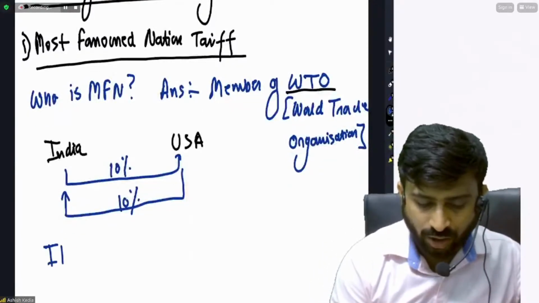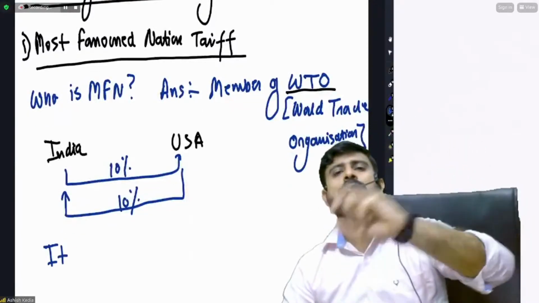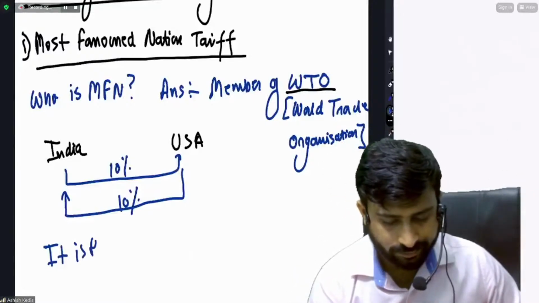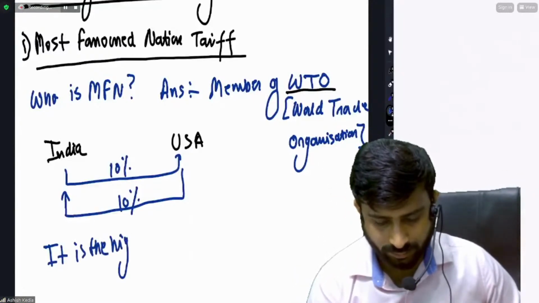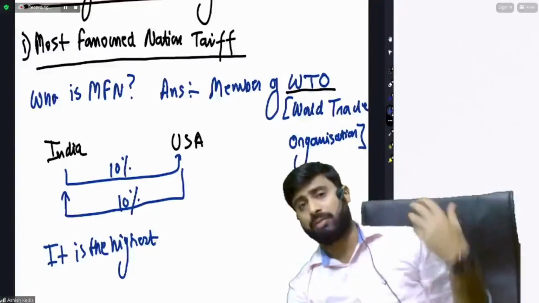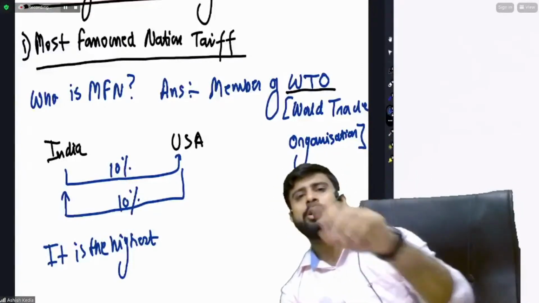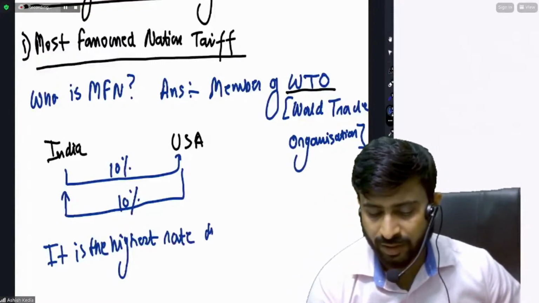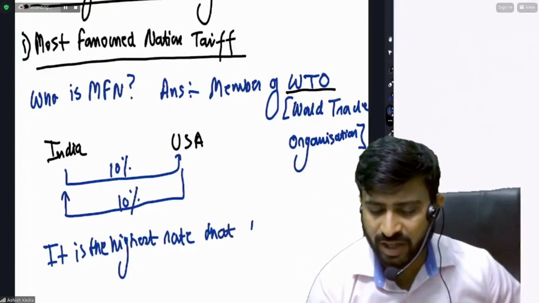It is the highest rate of tax that WTO members can charge from one another. But yes, if some country is not a WTO member, then you can charge them at a higher rate. It is the highest rate that WTO members can charge each other.